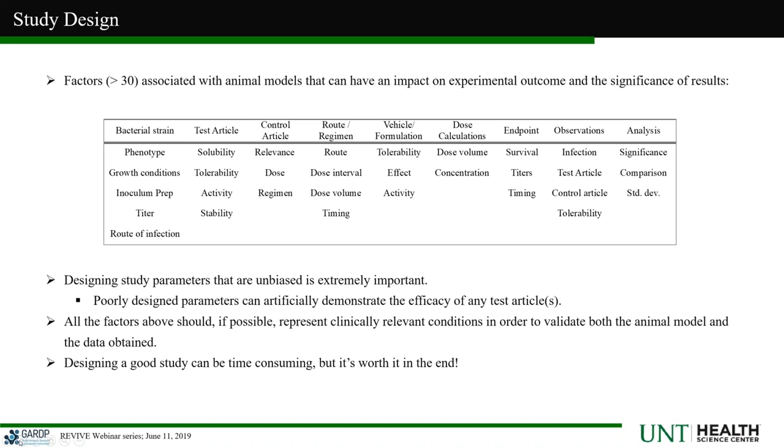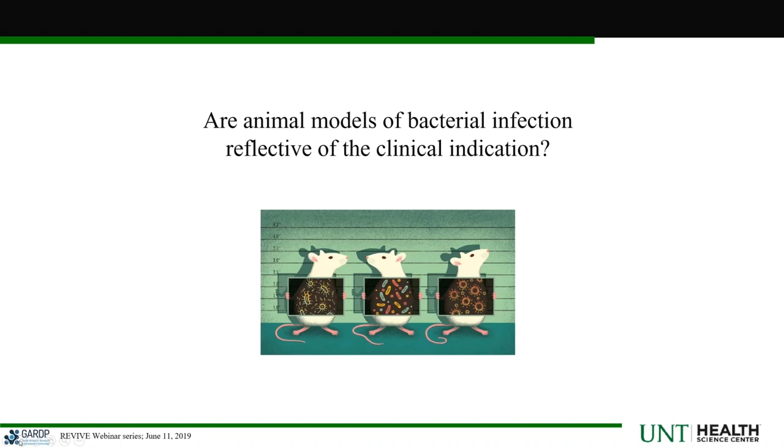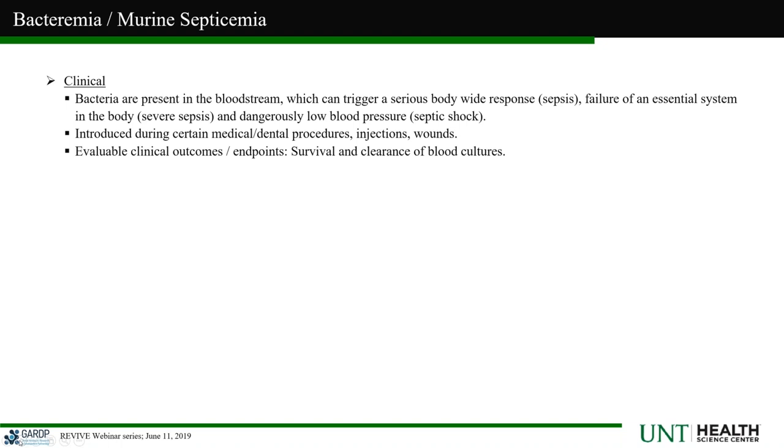So one of the questions that is always around are these animal models reflective of the clinical condition that you're trying to treat? I want to go through a couple of examples. So for something like bacteremia or septicemia, bloodstream infections, where you could have other responses in terms of sepsis up to septic shock. The bacteria itself is usually introduced into the host maybe from medical procedure, surgery, dental procedure, some type of injection, puncture wound, or something like that, where the bacteria can get into the bloodstream.